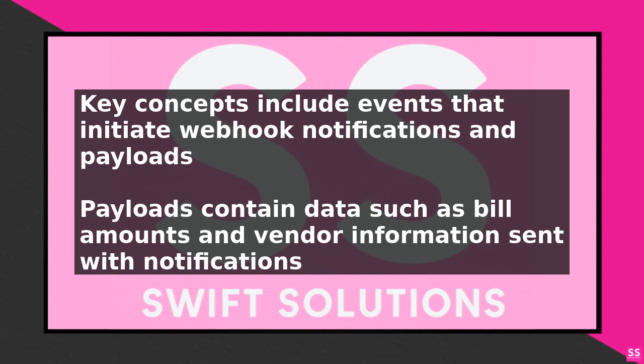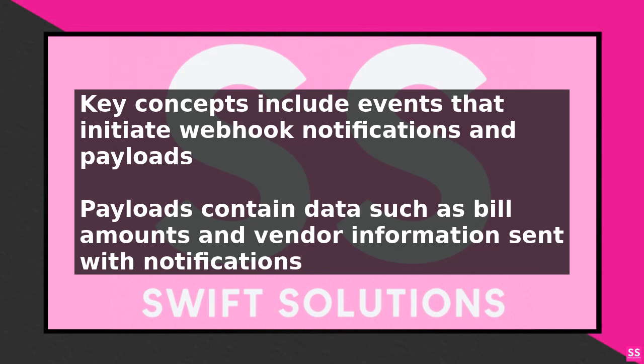Practical examples. A common use case for the Bill.com API webhook is to synchronize data with an accounting system. For example, when a new bill is created in Bill.com, the webhook can trigger a notification to the accounting system, which can then update its records accordingly. Another example is to automate payment reminders, where the webhook can trigger an email or notification to the vendor when a payment is due.